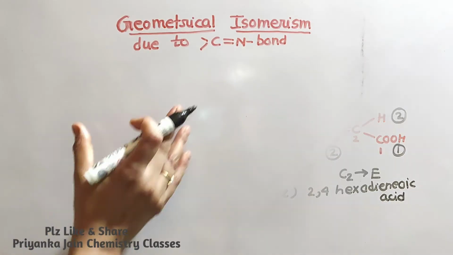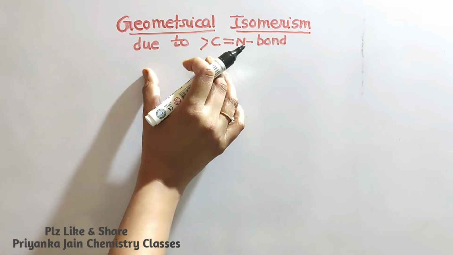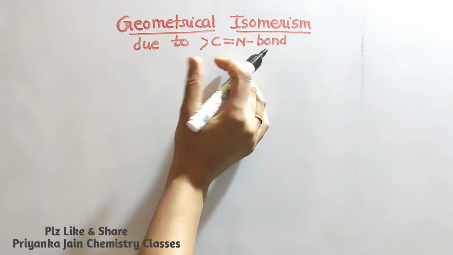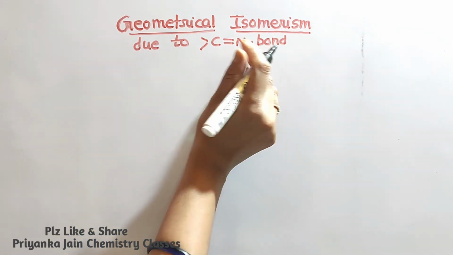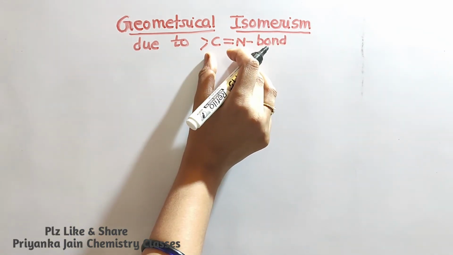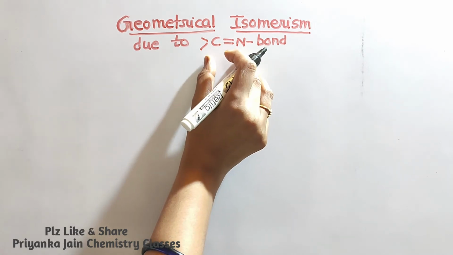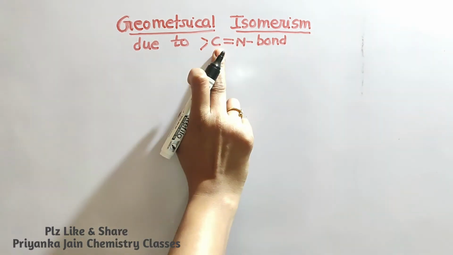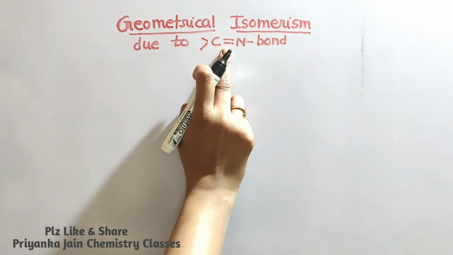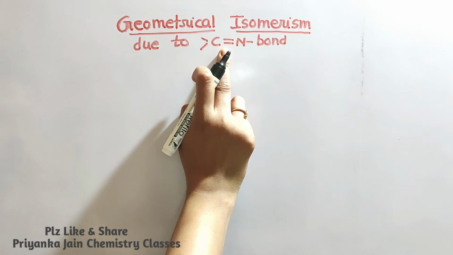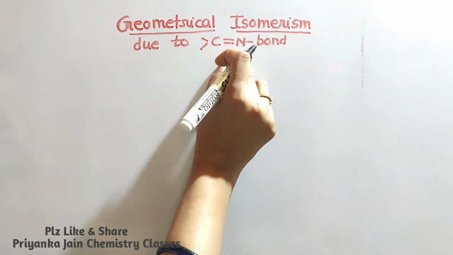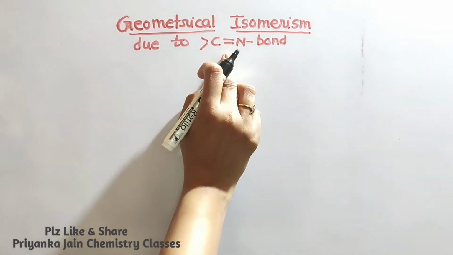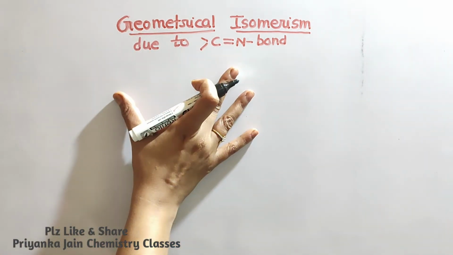Okay, now we have to see the geometrical isomerism due to the C=N bond. In such cases, this carbon and this nitrogen are both sp2 hybridized. It means there is one sigma bond and one pi bond perpendicular to each other. Whenever two bonds are present perpendicular to each other, there is restricted rotation about this double bond. It means this type of compound will surely show geometrical isomerism.